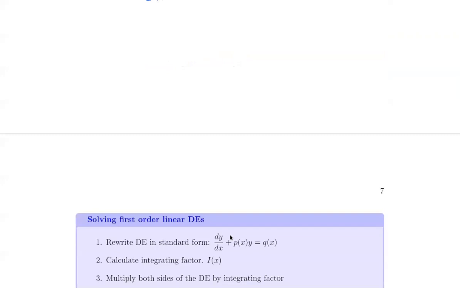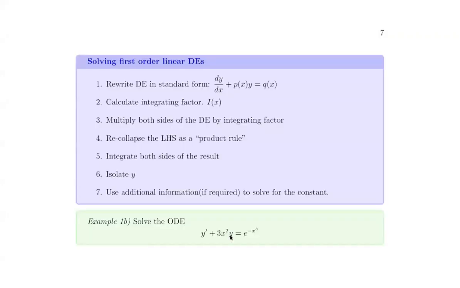Now I will talk about how we solve first-order linear differential equations. First of all, you write it in standard form, and this is a standard form. After you write it in standard form, you find the integrating factor. So this is e to the power of the integral of p of x dx. After you find your integrating factor, you multiply both sides of the differential equation by this. So you multiply everything by this, so you put it here, here, and here. And then you recollapse it as a product rule. You might not understand it now, but when we see the example, you will understand it later.